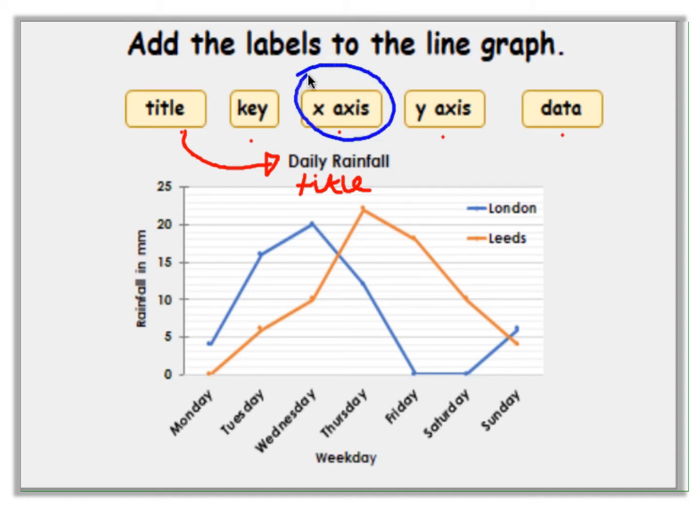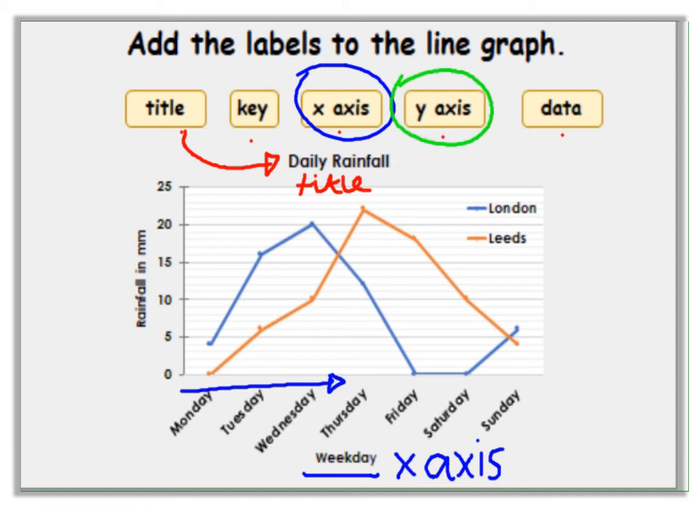Now, x-axis. We remember that x comes before y, and x always goes across. So this is the x-axis. So think of x as across. So if we know that x-axis goes across, we now know that the y-axis goes up. Y to the sky. So in this example, rainfall in millimetres is your y-axis. That's the title. It tells you what these are representing.